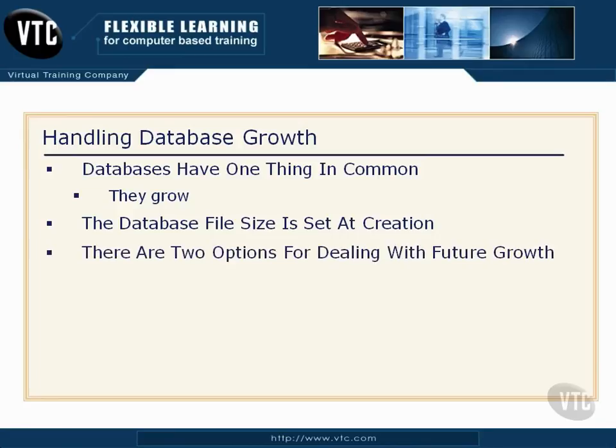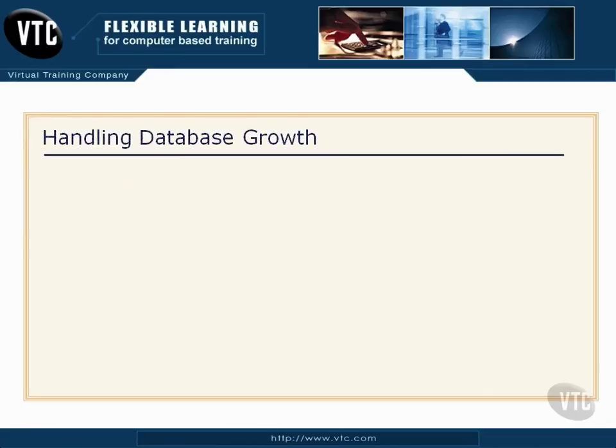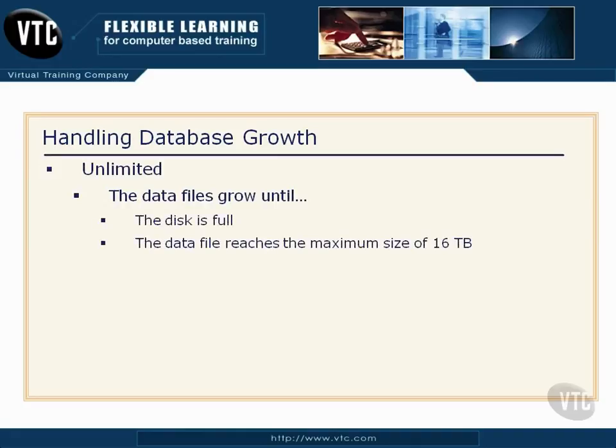There are two options for dealing with future growth in your database. Number one is you can just set it to unlimited and just let it go. And then there is a file growth option where you can set how often it grows. Now, under unlimited, if I choose an unlimited file size, the data files are going to grow until the disk is full or until the data size reaches the maximum size of 16 terabytes. And we'll just kind of leave that alone right there for now.